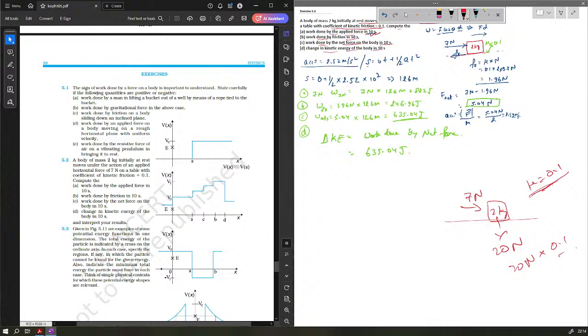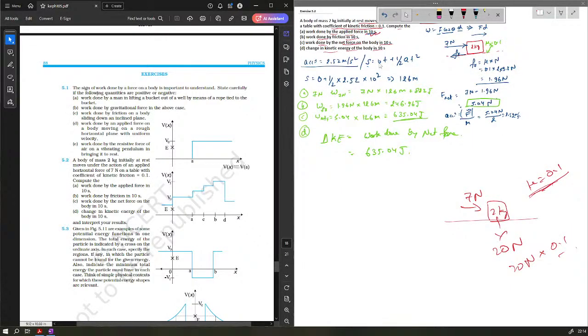Now we have been asked to find the work done by the applied force in 10 seconds. For that, we need to know the displacement that the body will cover in 10 seconds. By applying the equation of motion, S equals ut plus half at squared, where S is the displacement, u is the initial velocity, t is the time, that is 10 seconds, and in the half a t squared term, a is the net acceleration.